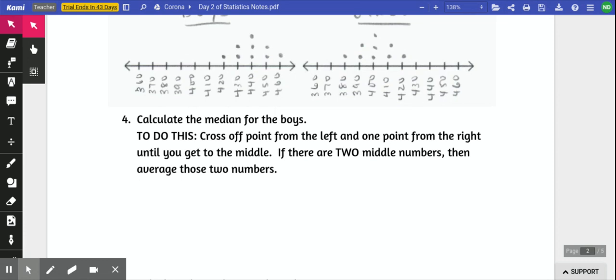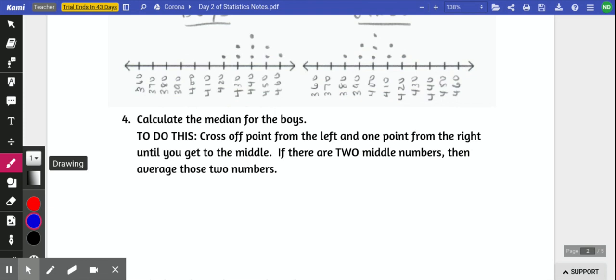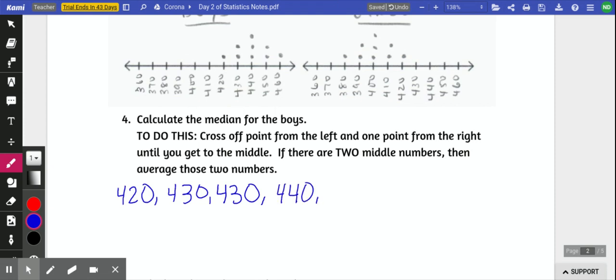But I'm still going to take the time and write them out in a straight horizontal line so that I can easily figure out which data point is going to be in the middle. So again, right now I'm just looking at the boys. So my first number is 420. Then I have 430. And again, I have 2 dots on top of that 430, so I need to make sure that I'm writing 430 twice. Same with 440, but instead of writing it only twice, I'm writing it 3 times because there are 3 dots. Okay, so all of my numbers now are in order from least to greatest.